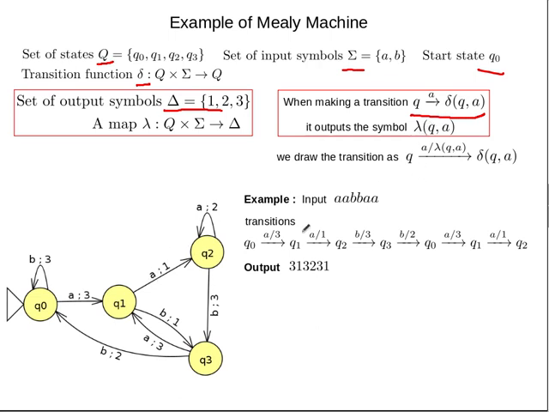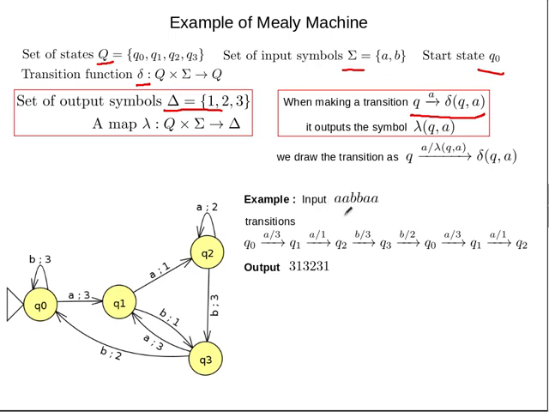Here we are drawing this as follows: we label the transition with both the input symbol and the output symbol. This lambda of Q, A is the output symbol that it's emitting. Here it uses a semicolon, here it uses a slash. This doesn't matter. The only point is that you should have two labels, one corresponding to the input symbol that you are processing, and another corresponding to the output symbol that you are supposed to emit.